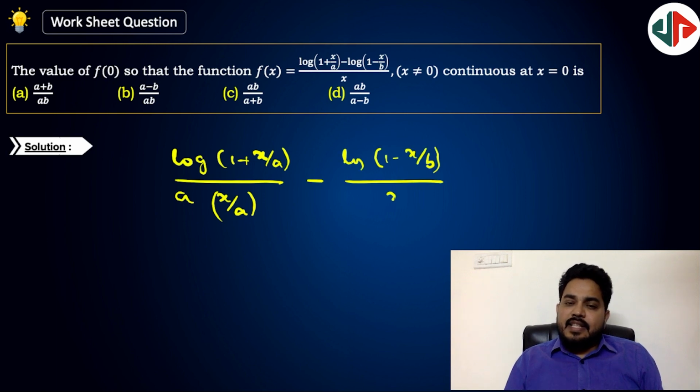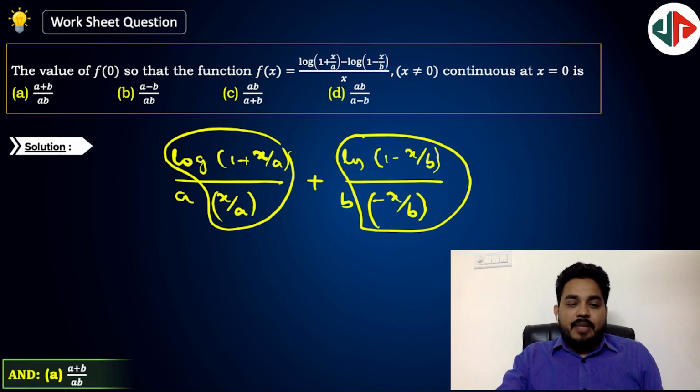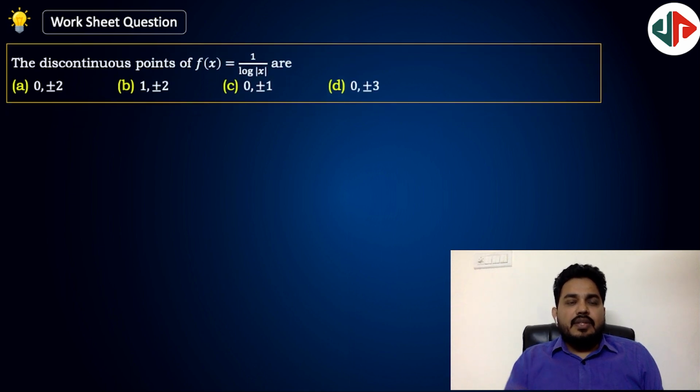Actually, x is there. I need minus x by b. So here plus b. So this value is equal to 1. This value is equal to 1. Okay. So you are going to get the value as b plus a by ab. So this value is 1 by a plus 1 by b, that is the answer. So all these questions require the basic formulas only.